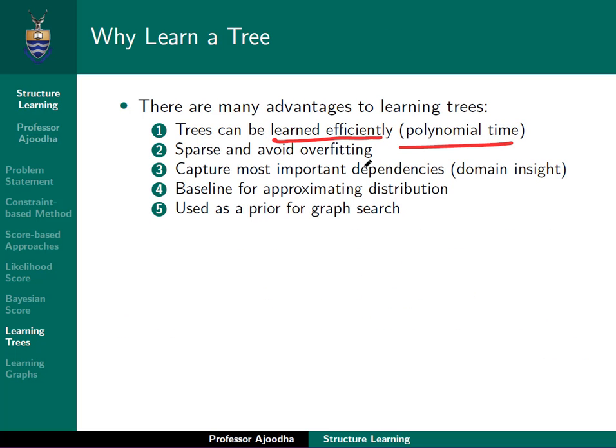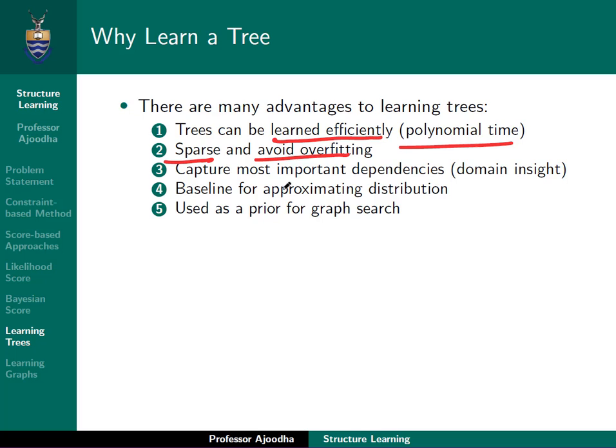The complexity for structure learning, I'll tell you later on. But for now, all you need to know is that trees are much easier than that. They can be learned in polynomial time. They are very sparse. A tree is sparser than a graph by definition. A tree only has at most one parent, and in a graph every node can have many parents. So they are sparse by definition compared to graphs, and therefore they avoid overfitting. So they generalize very nicely.